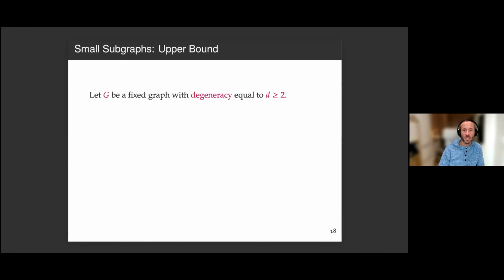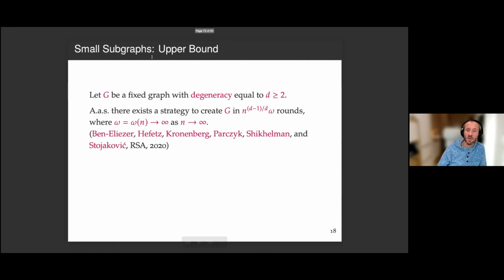So the game here is to create a fixed graph G. So again, all the results are asymptotic, but now the graph is fixed. Let's say your favorite graph on 15 nodes, or Petersen graph, whatever you want. Pick your favorite graph G. And now, if this graph has degeneracy d, then we know we can quickly create it in roughly n to the (d-1)/d rounds. So very quickly, right? Because it's a sublinear number of rounds.